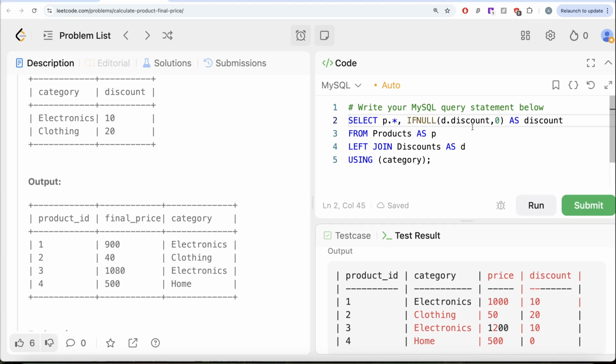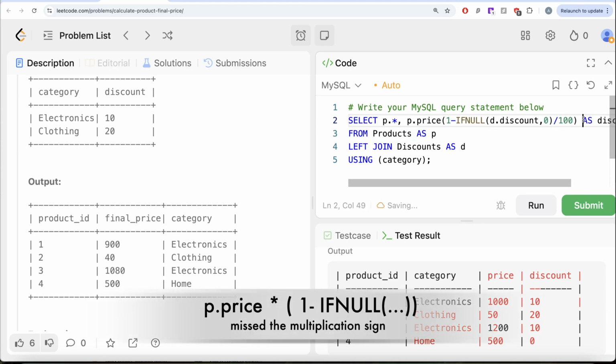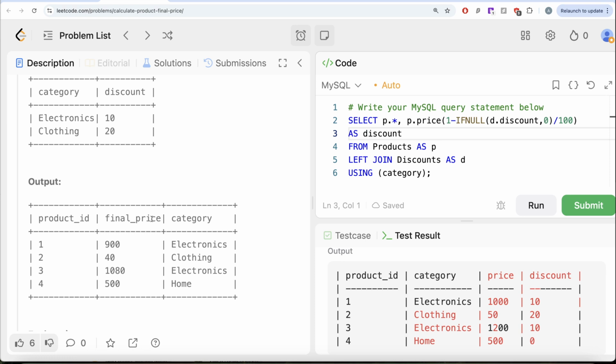Let's do this. So this entire thing is discount. Let us divide this by 100 and then subtract it from 1. So 1 minus this entire thing. And then we need to multiply this by the price column, and price is coming from the products table, so p dot price, and let's alias this as whatever is required in our output. This is final price, so I will replace this with final price.